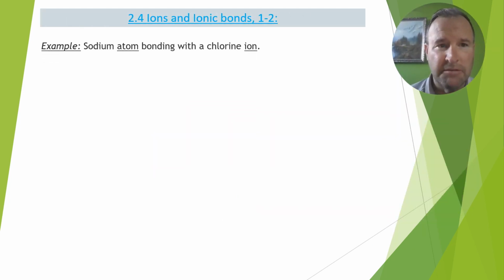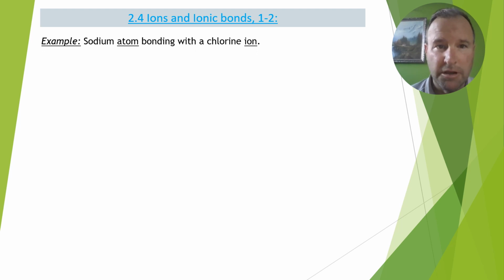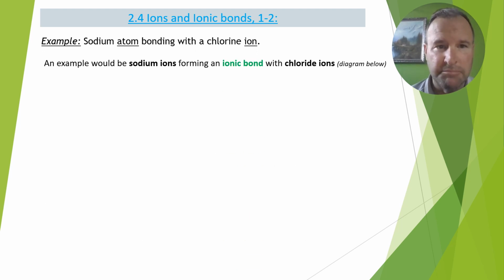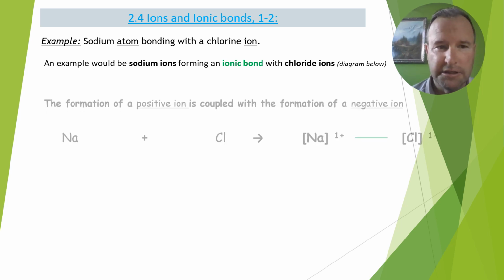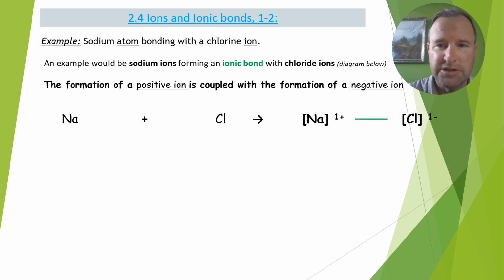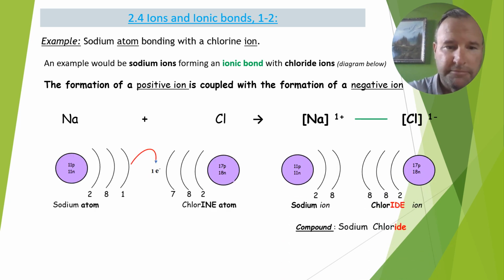Okay, the final slide. We're looking at the sodium atom bonding with the chlorine atom. This example would be sodium ions forming an ionic bond with chloride ions. Here's a little equation here. So we've got the sodium atom here, and here it is with all the shells. We've got the chlorine atom here with all the shells, and we go to form this ionic bond between sodium and chlorine.